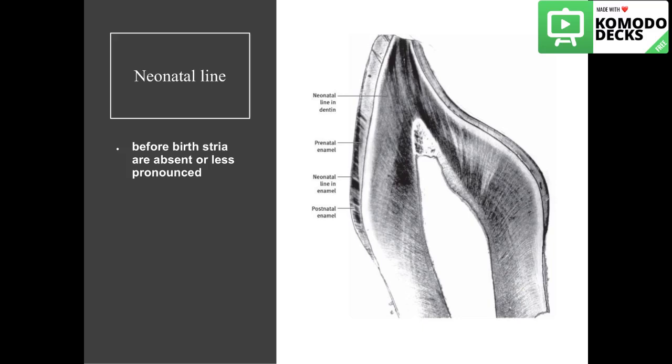The neonatal line is one of the incremental lines that shows us the difference between the enamel formation before and after birth. So we call this prenatal enamel, and this is postnatal enamel, which are of course different in composition.